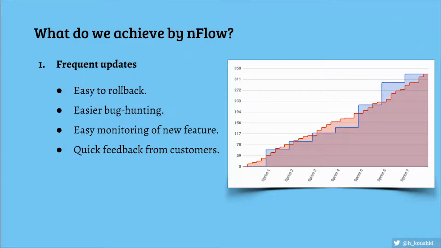What do we achieve by nFlow? Of course, we have frequent updates. That means instead of deploying 20 features per each sprint or per each week to production, we deploy for each task. So it can happen 10 times per day or 2 times per day or something like that. So it's really a small deployment, and it is very, very easy because it is just one magic button to deploy everything to production.